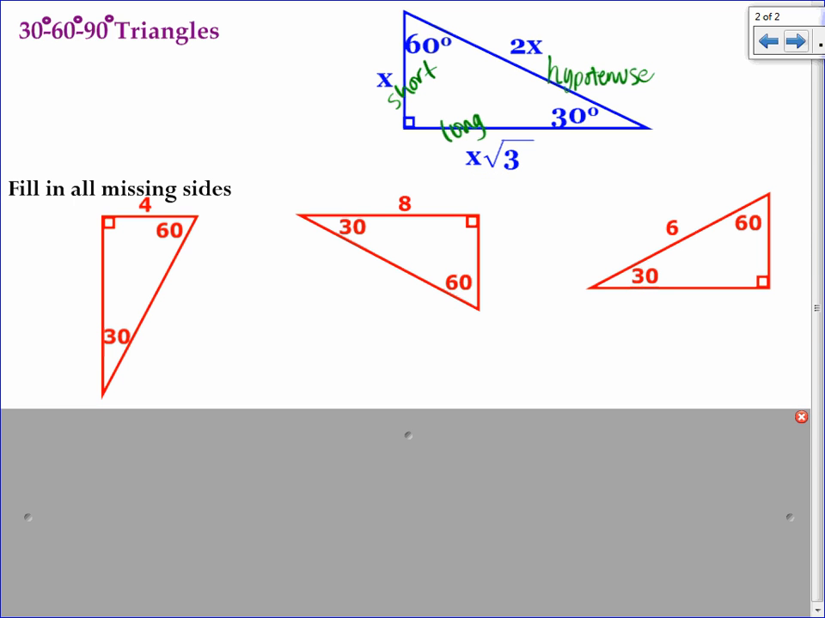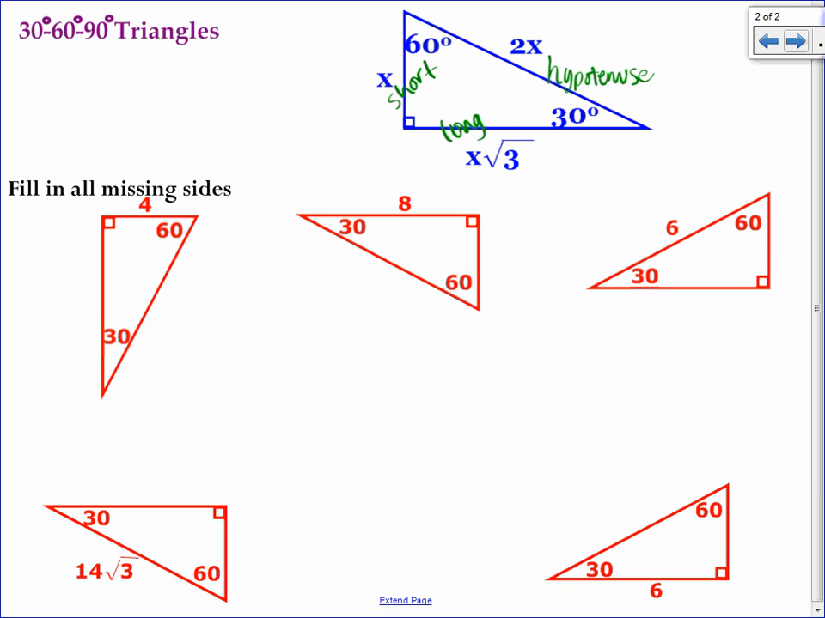We're going to try a few more of these, one more than on the previous slide. Okay, so let's look at this. The first one, did they give us the short, the long, or the hypotenuse? Okay, so let's label that. It tends to help organize your thoughts, that way you can match it up with the pattern up above. So we started with the short side, so we're starting on this side where there's just an X.